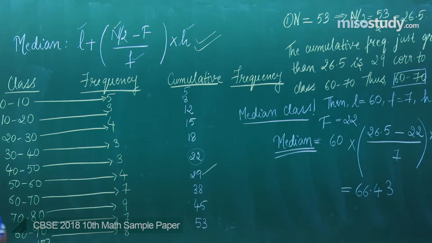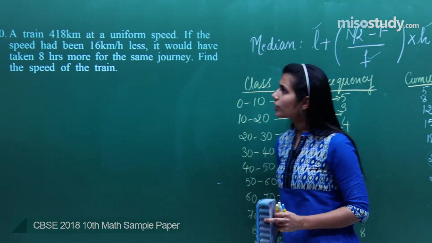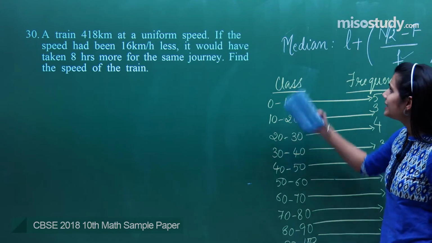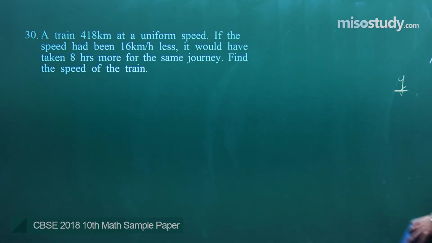Okay friends, now take a look at the 30th question in the league, which is talking something about speed and distance. Take a look, try and understand what it is trying to speak about, and then we are going to discuss it further.